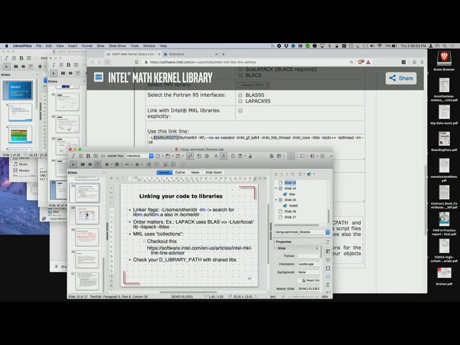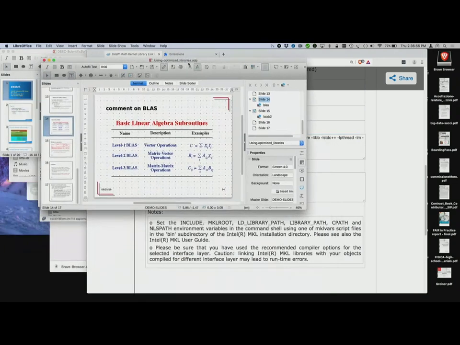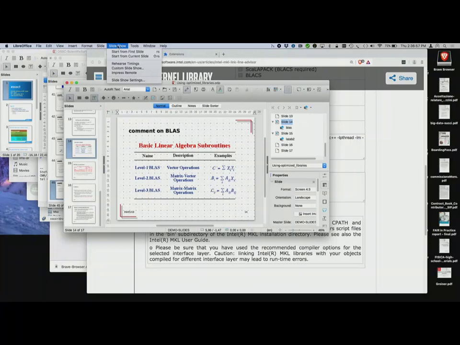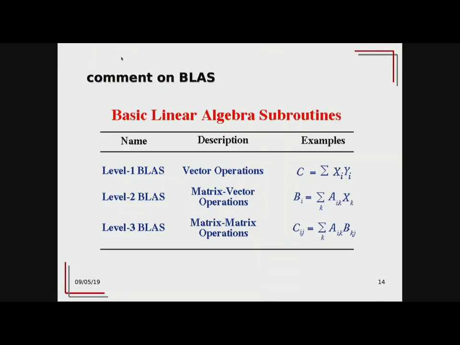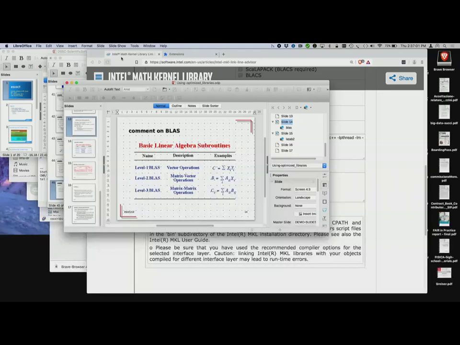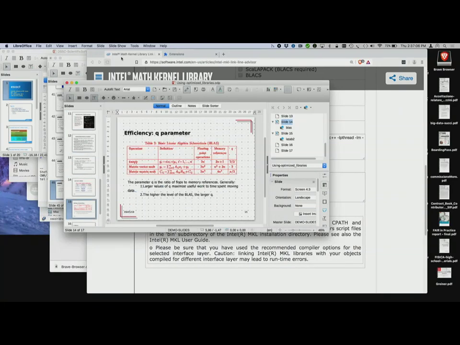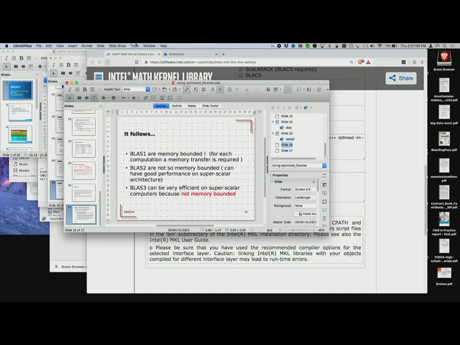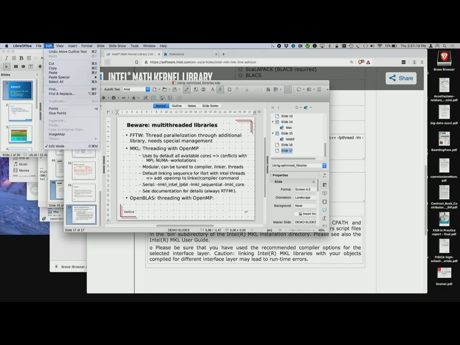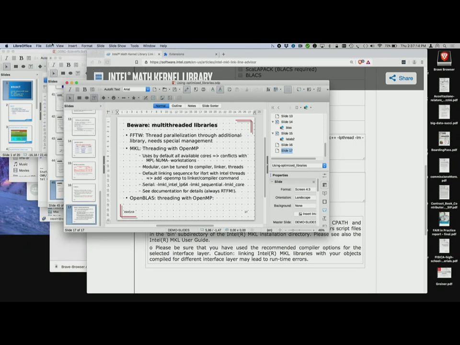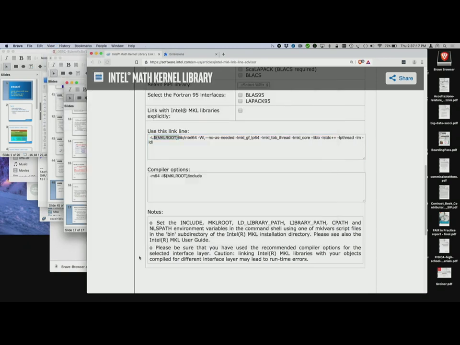I still have a few slides on BLAS that maybe we can cover later. Okay, so let's go for a coffee, and then at 3 we can gather again and go on with the exercises.